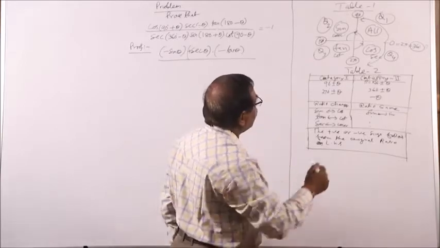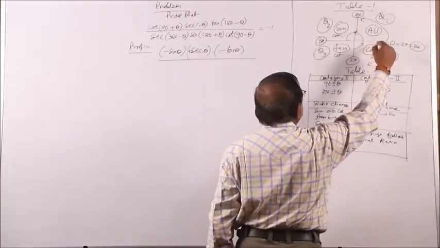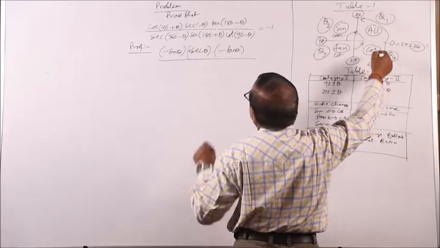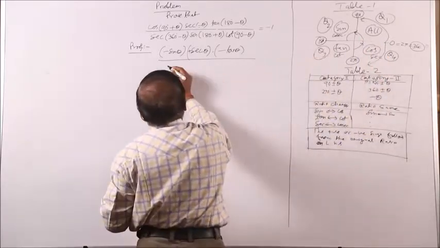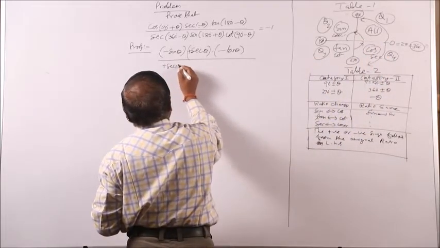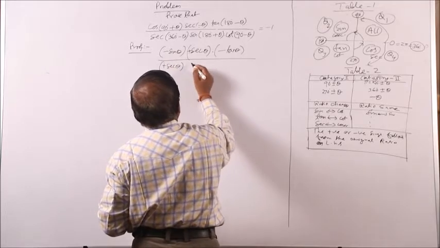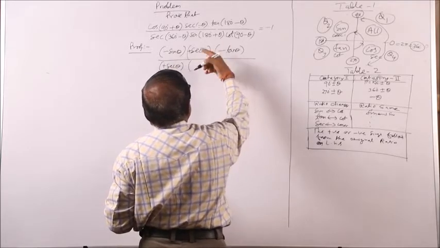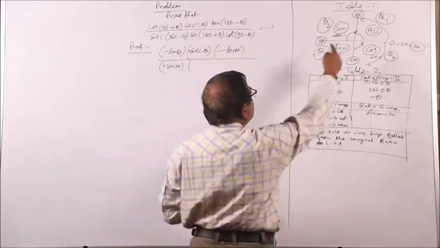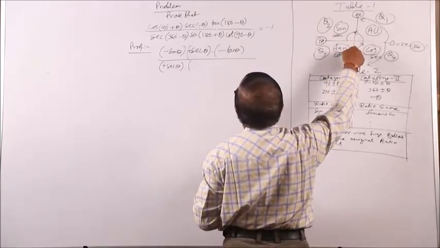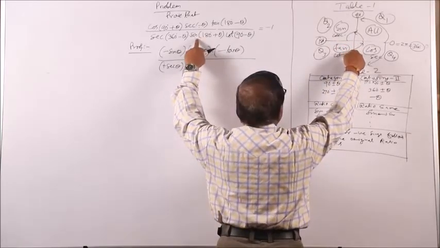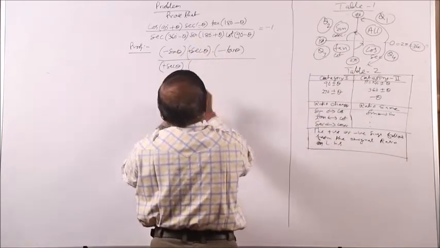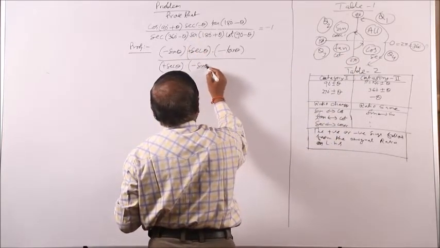Here again, the whole is 360 minus theta, so it comes here, where sec is positive. So it is again positive sec theta. Again sin 180 plus theta: 180 plus theta comes here. Here sin is negative, so you get a negative sign. So this is sin theta.